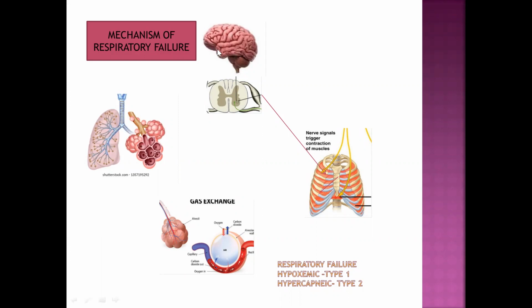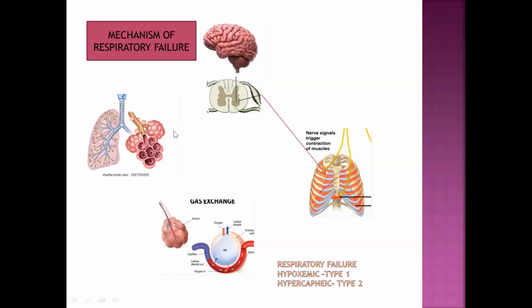Respiratory failure can occur because the brain is not sending adequate signals and there is poor respiratory drive, or there is a problem with the anterior horn cell, the nerve roots, or the neuromuscular junction, or the muscles of respiration. Suppose all of these are working fine, there can still be a problem with your airway or the alveoli.